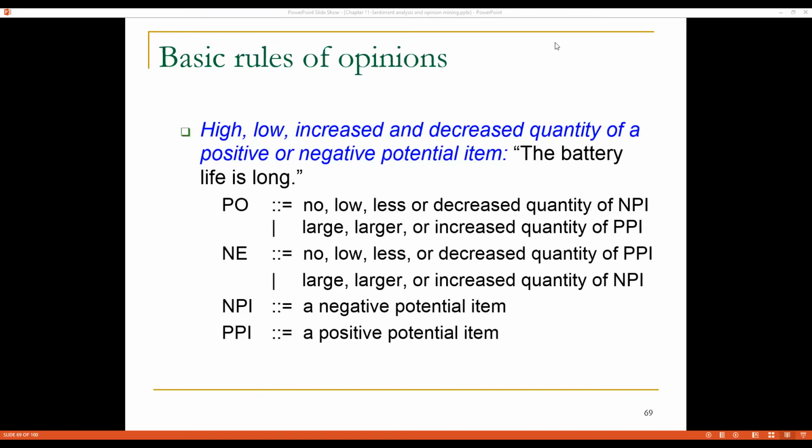So essentially, if you make a positive potential item large, larger, or increased, you're making it positive. And if you're decreasing a negative potential item, you're also making it positive, and vice versa for the negative aspect.